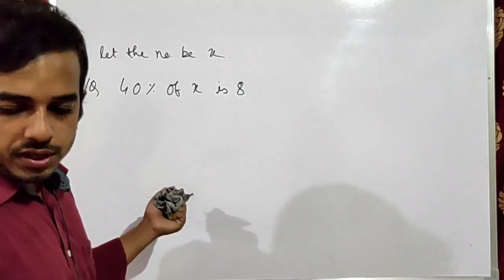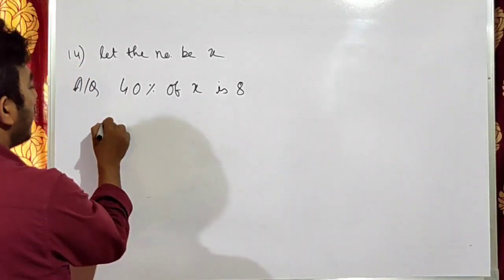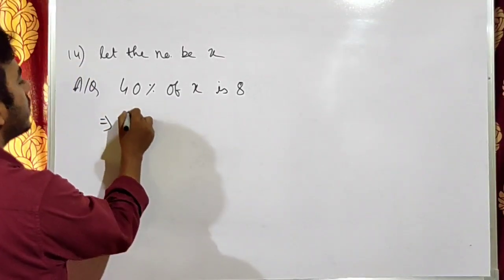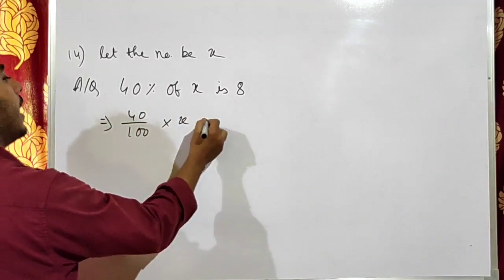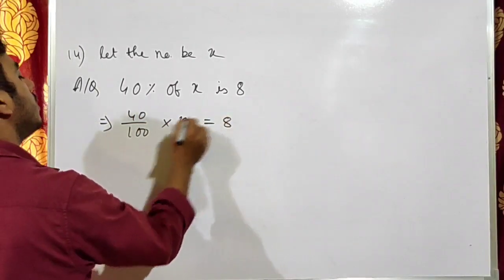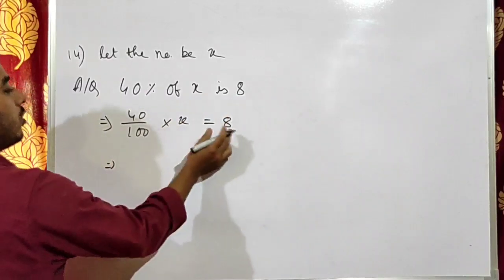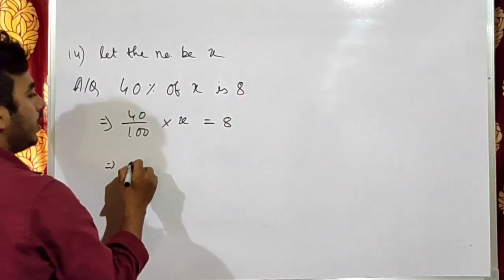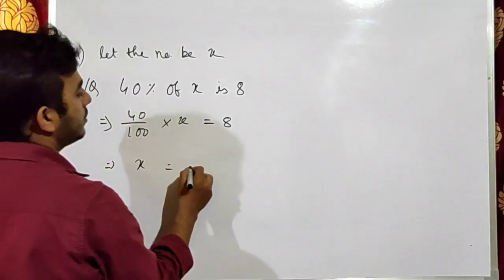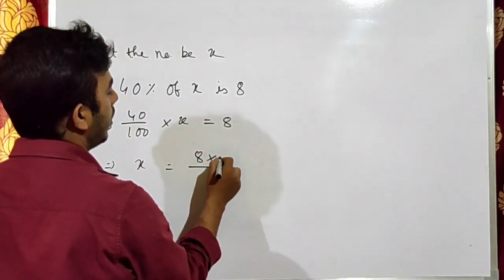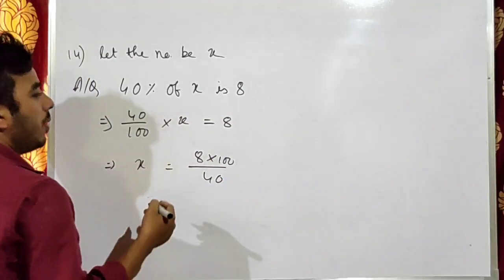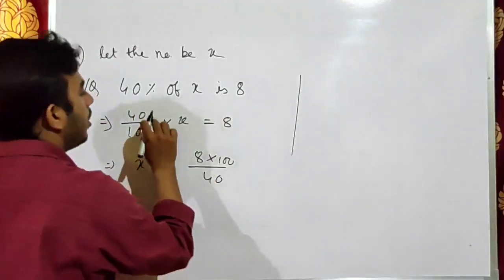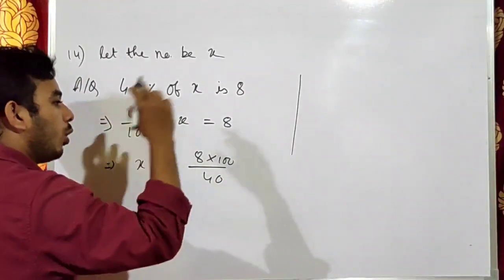Okay, so now we can easily find out. 40% means 40 divided by 100, of means into x, is means equals 8. After this, clear? So now we will cross multiply here. So it will be x equals 8 into 100 by 40. I hope you are thinking how I am doing this.